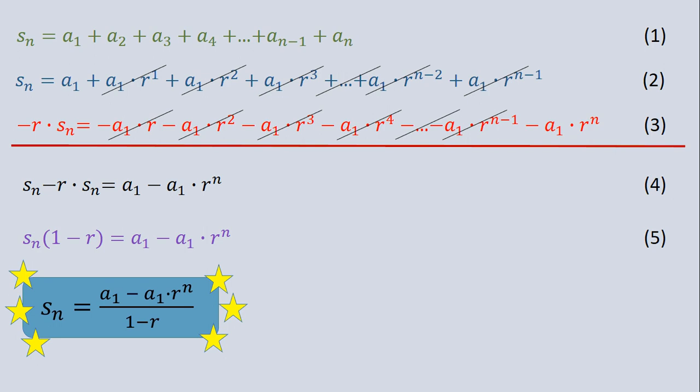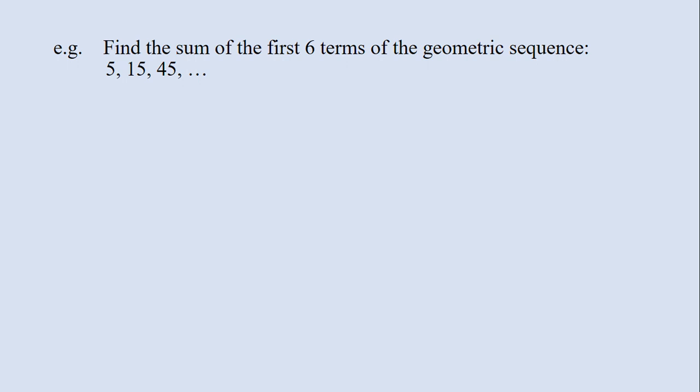S sub n equals the quantity a sub 1 minus a sub 1 times r to the n divided by the quantity 1 minus r. This formula is given to you on the Common Core Algebra 2 Regents Exam reference sheet. I prefer factoring out the a sub 1 in the numerator, but they did not on the Algebra 2 Common Core reference sheet, so I'm leaving it as you'll see it on that reference sheet.